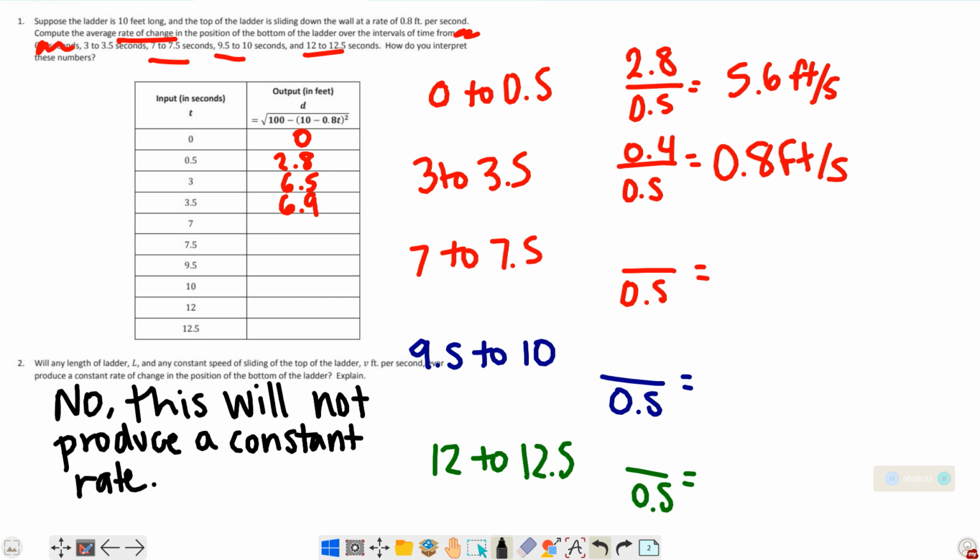Eventually, the ladder is going to hit the ground, and being on the ground would have a rate of 0 feet per second. It's not going to continue to fall below ground level. So, in order to have a constant rate, the rate would have to be 0, but then it wouldn't be sliding. So, we can say, no, it's not going to produce a constant rate. Eventually, the rate will reach 0 because it will be on the ground.